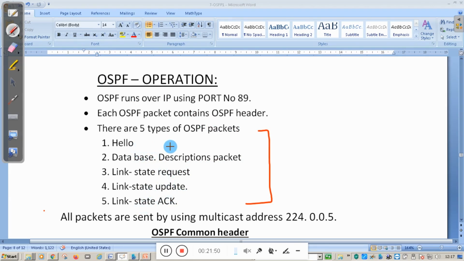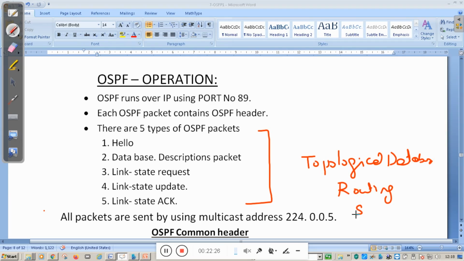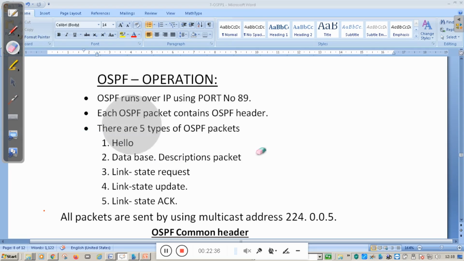Hello packet is used to establish neighborship. To establish adjacency, it will make use of the database description packet, link state request packet, link state update packet, and link state acknowledgement packet. Once adjacency is established, after that it will create the topological database. From the topological database it will create the routing table by using the shortest path first algorithm. That algorithm is nothing but the Dijkstra algorithm. OSPF makes use of the Dijkstra algorithm. So these things you should remember.